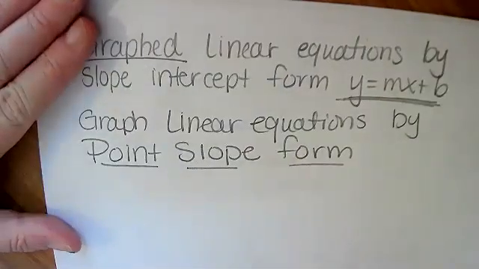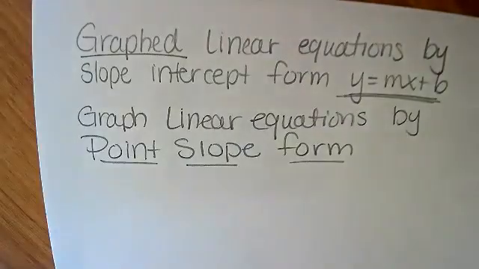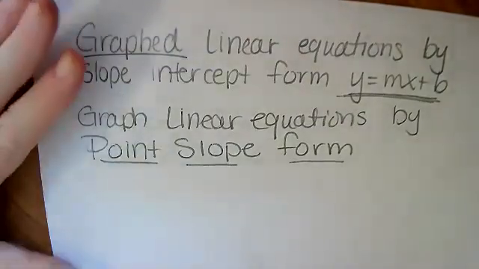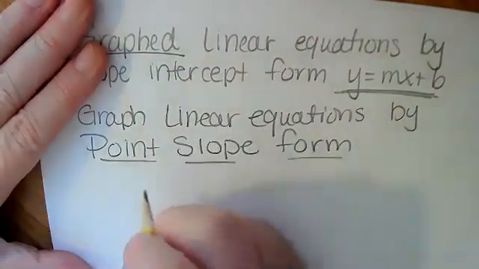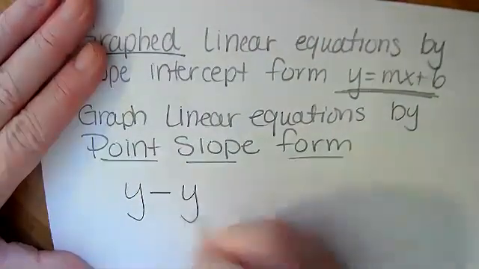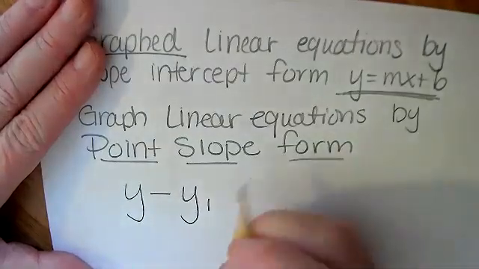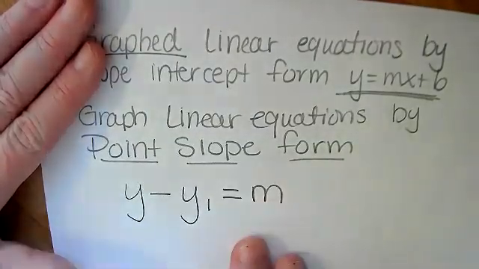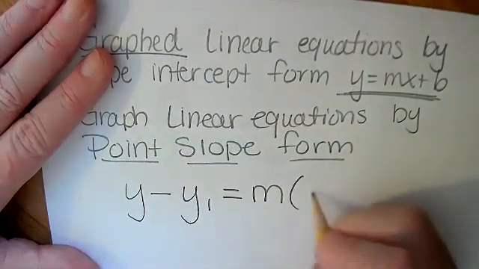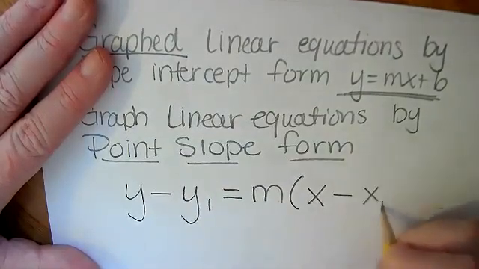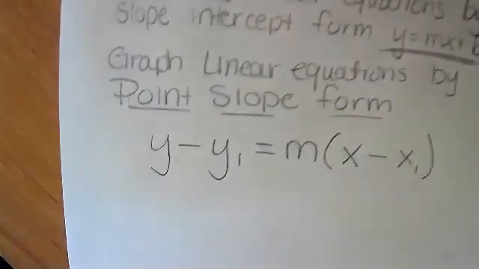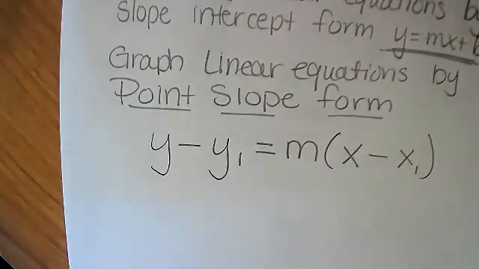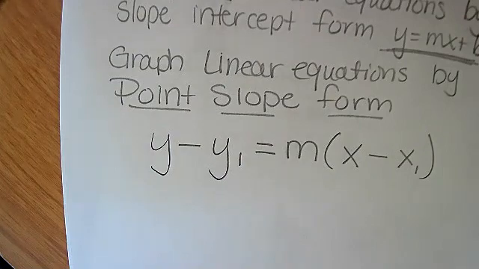So ready? You're going to write this down because here is, drum roll, here is your point slope form. It's y minus whatever your y coordinate is, equals m, which is the slope of your line, times x minus the x coordinate. Okay? All right, so it is y minus y1 equals slope m times x minus x1.